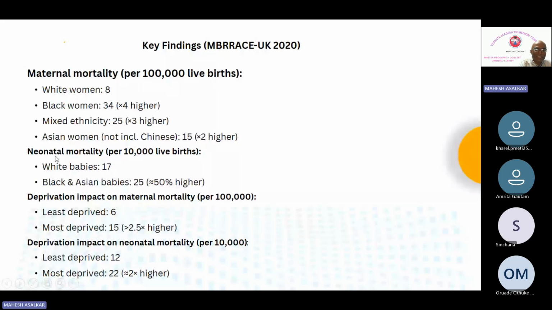The neonatal mortality per 10,000 live births. So this is calculated per 10,000 live births. For white babies, it is 17 per 10,000. For black and Asian babies, it is 25, almost 50% higher.